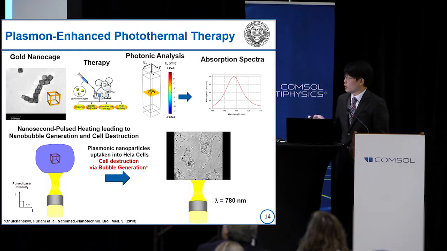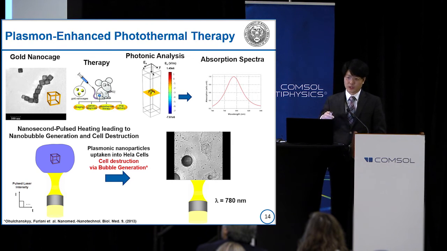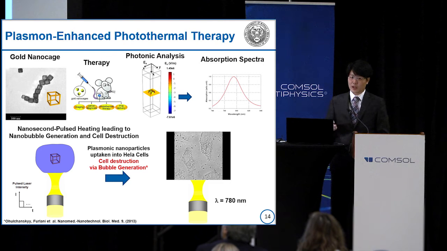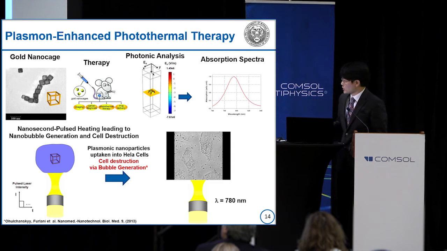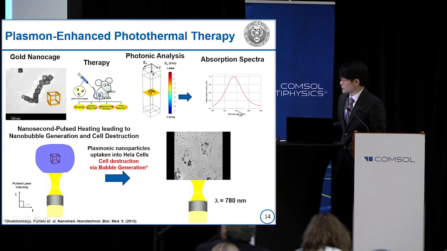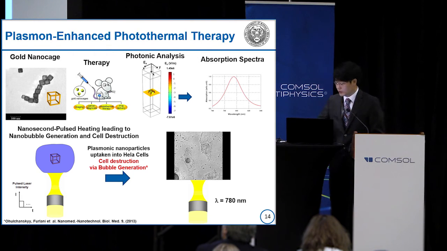This is a very typical example based on the nanocage structure. We first injected the nanocage into the body, and this nanocage can absorb the light strongly in the near infrared region. Upon the illumination of the laser, and after the plasmonic nanomedicine or nanoparticle has been taken into the HeLa cells, we observed the cell destruction through the bubble generation behaviors as shown in this video. You can see the nanobubbles generate around the nanoparticles and merge together, and then expand and explode to kill the cancer cells.